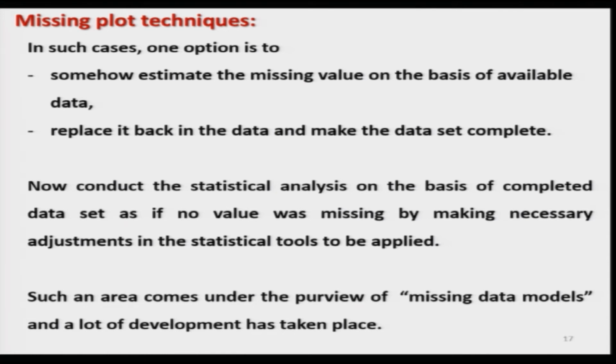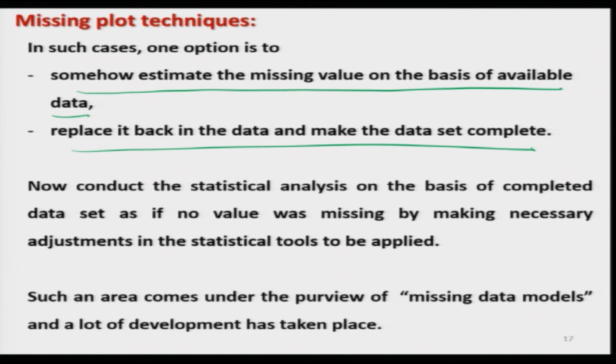Another option in such cases is to somehow estimate the missing value on the basis of the available data. Suppose you want to collect the observation on 30 plots, but now you have data on 29 plots or 28 plots, etc. And now using the available data, you try to estimate the missing value, and then the estimated missing value is replaced back in the data, and now the data will look as if there were no missing values in the data set.